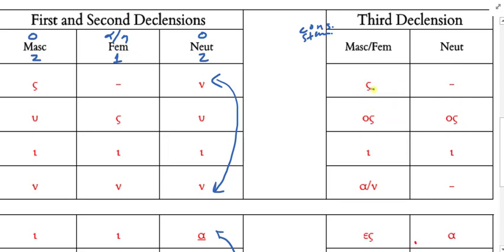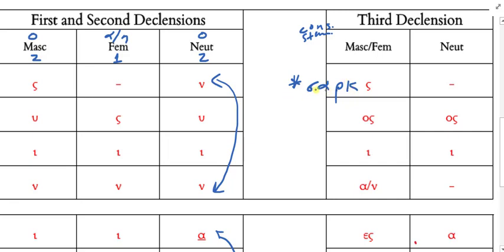So we have the sigma for the nominative, for the masculine and feminine. We're going to use the word sark, which is the word for flesh. That is the stem. Okay, I'll put a little asterisk here to indicate that this stem is theoretical. Remember, the stems never exist all by themselves in Greek. And that's why I'm using the asterisk for the stem, because that's a theoretical form.